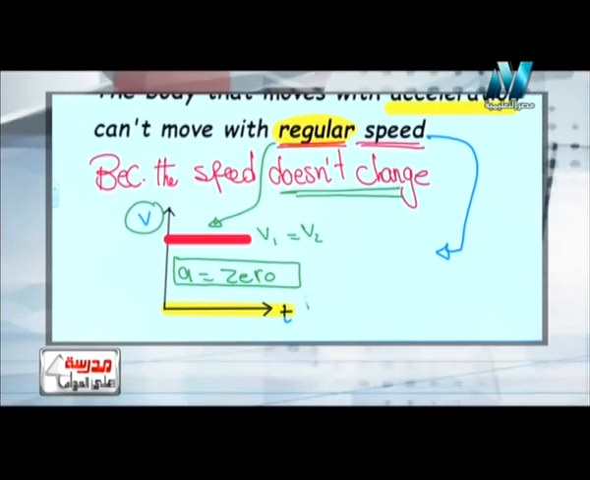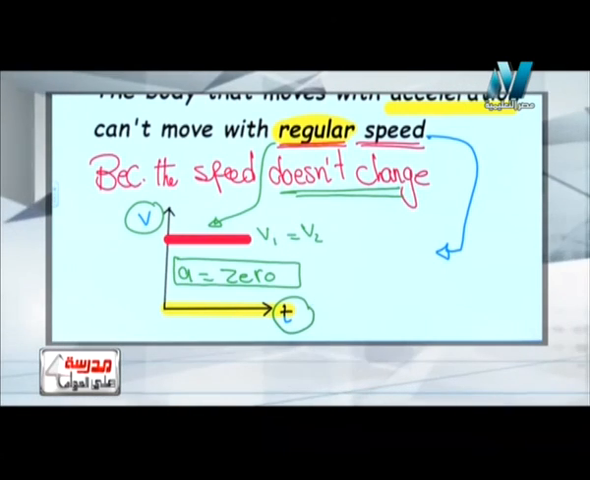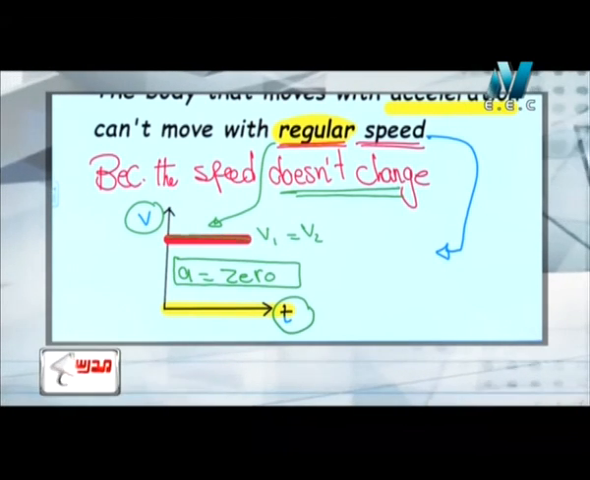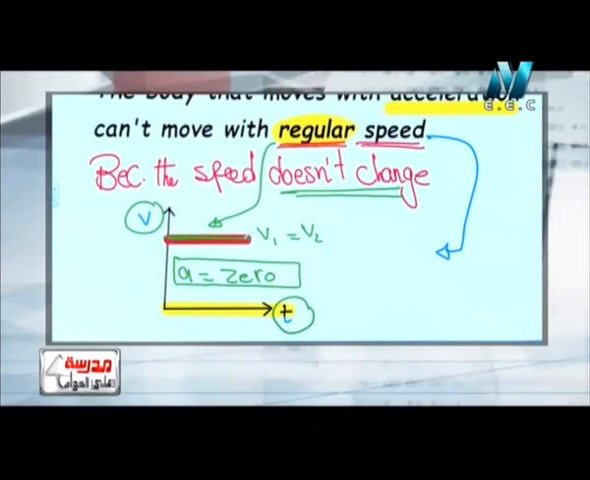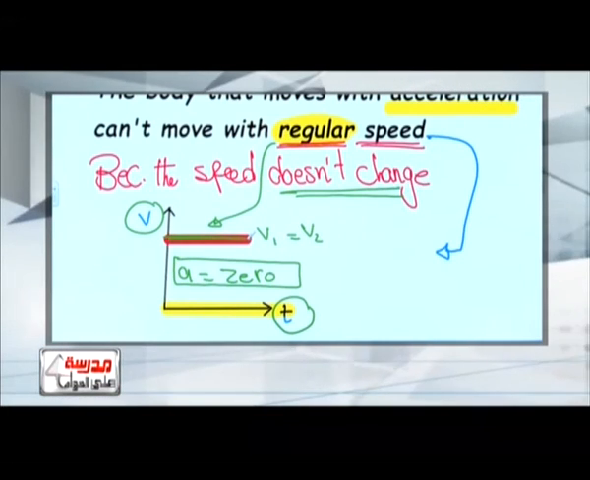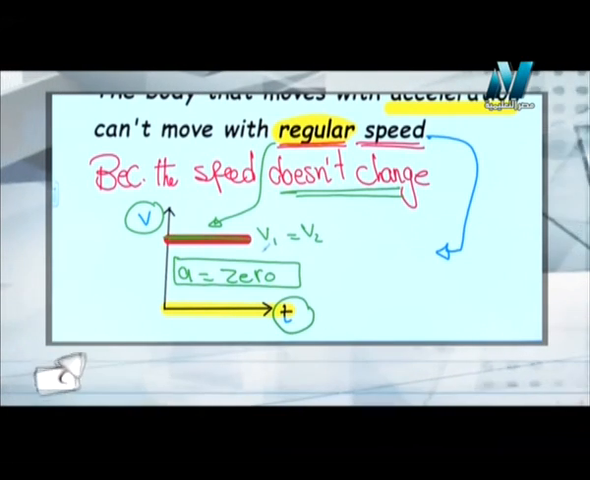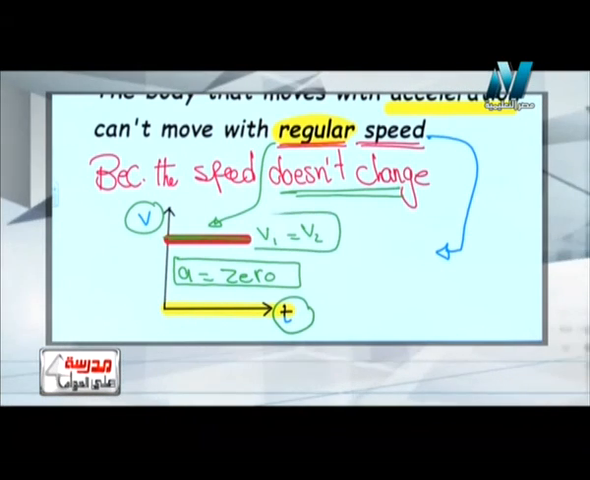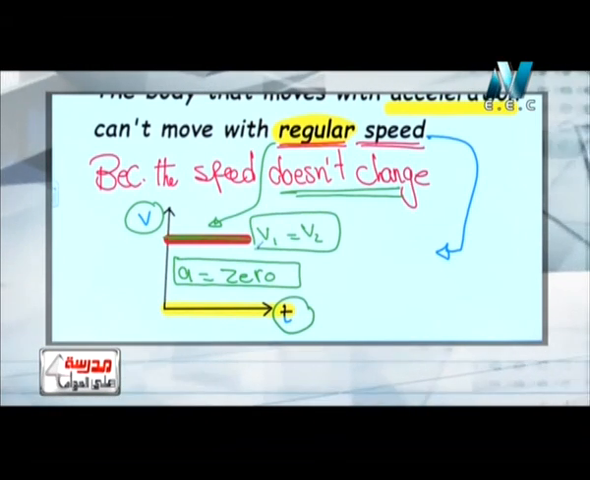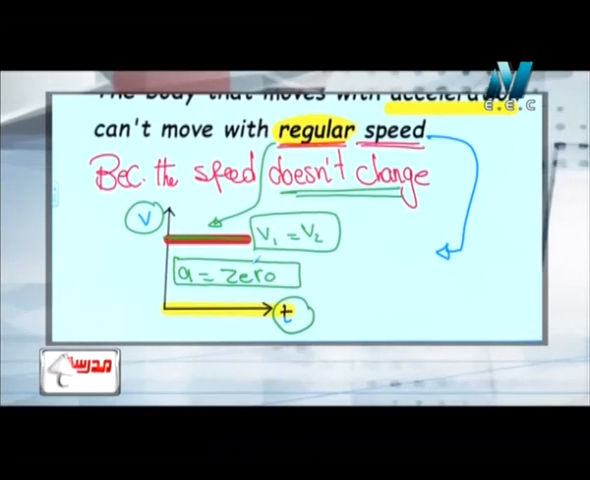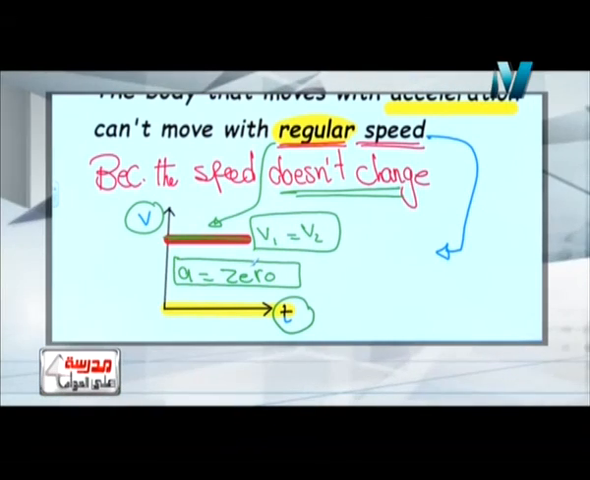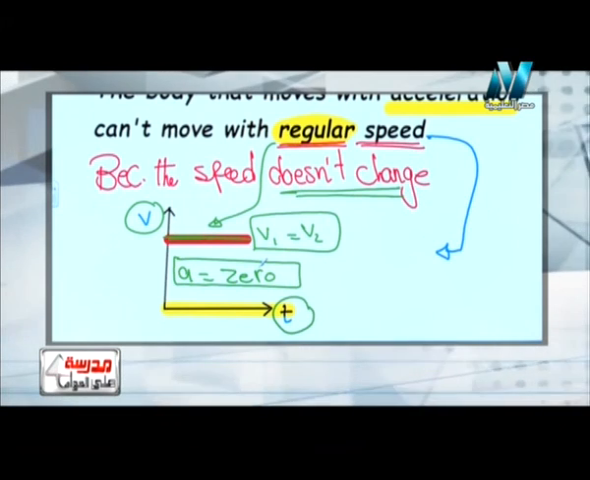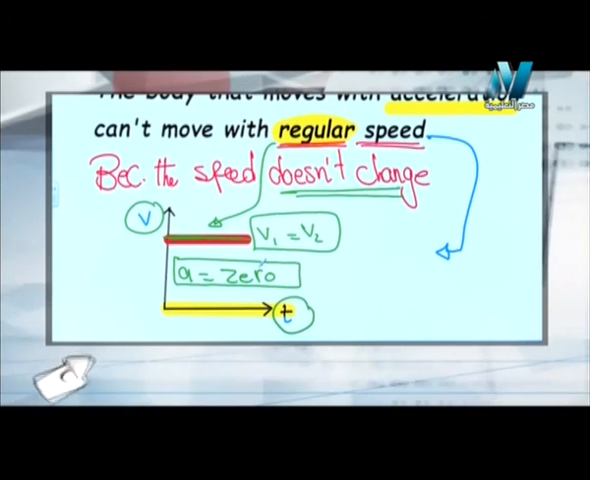So V and t, we talk about acceleration. But if we have a straight line parallel to the time axis, we have no acceleration. Why? Because this body moves with regular speed, and the final speed equals the initial speed. We know the final speed is v2 and the initial speed is v1, اللي هي السرعة اللي بدأ بيها.